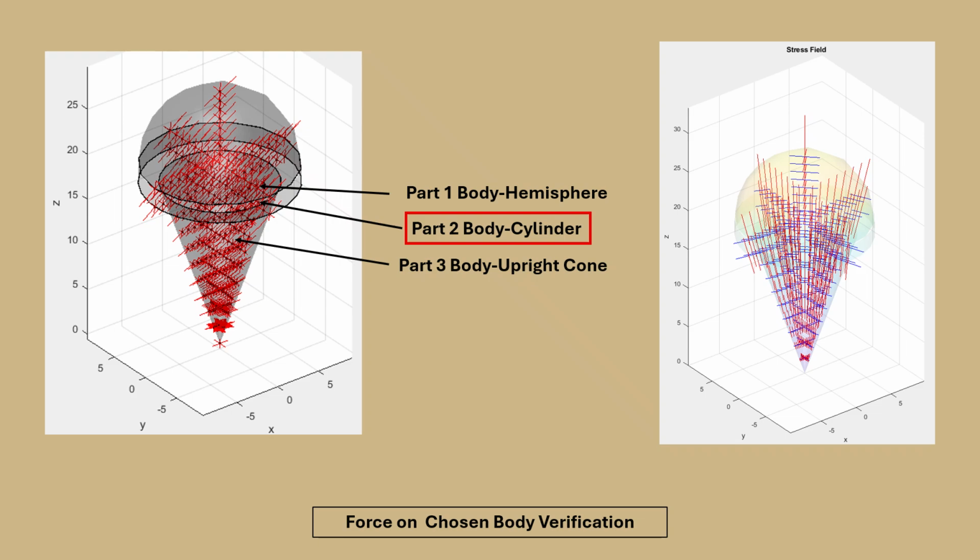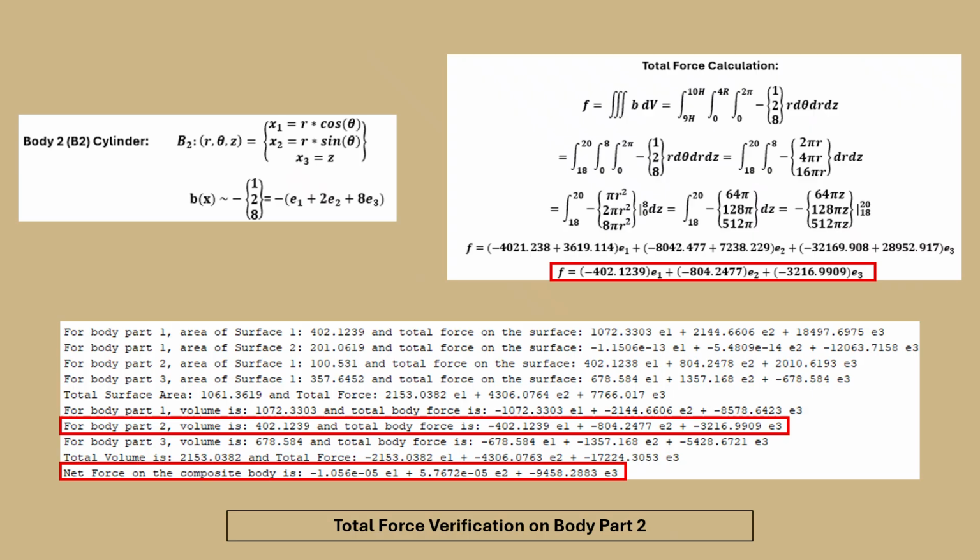This slide just outlines that I chose the part 2 body, which is the cylinder, to verify the total force. And then on the right-hand side, you can see my stress field generated from this week. As I said previously, the total force that I decided to verify was on my body 2, which is my cylinder. So you can see the body force density vector defined on the left-hand side, and then on the right-hand side are my total force calculations.